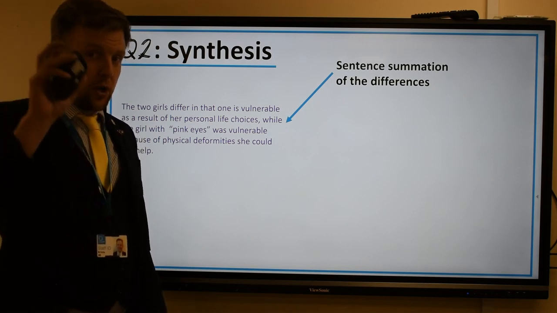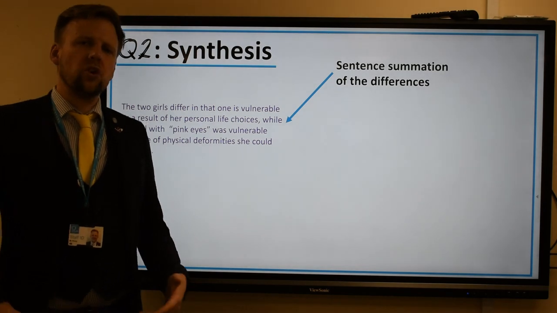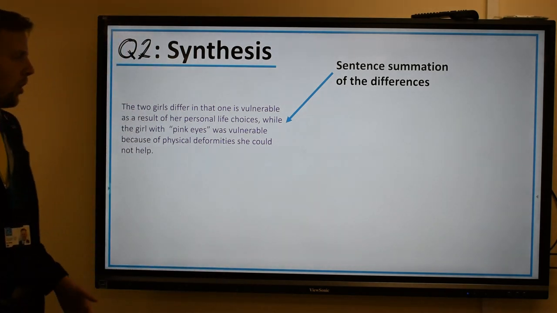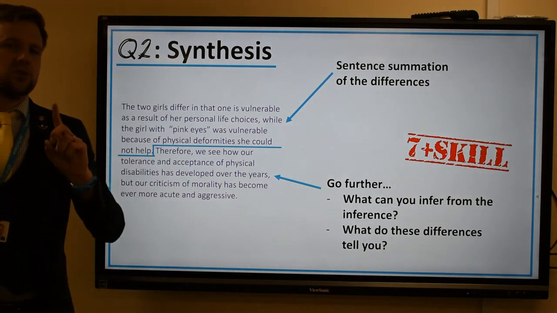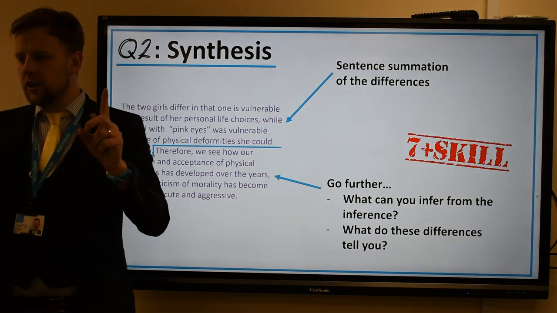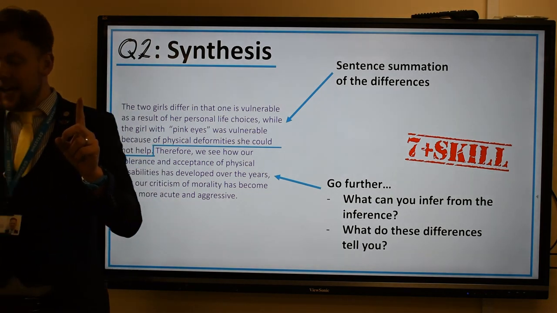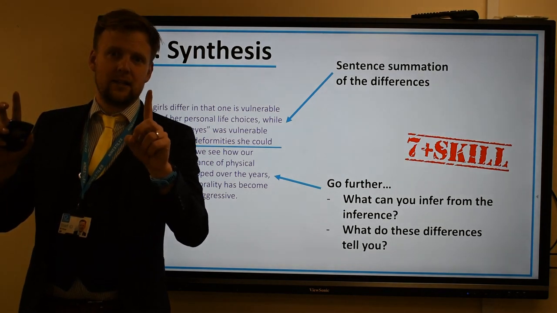The top students though, the ones that get the top, go further than just that point. What does that tell us? What can I infer from the inference? What do these differences between the two tell us? That tells us a lot about our own moral compass, that we've gone from being entertained by disability to being entertained by people who are heroin anorexics.